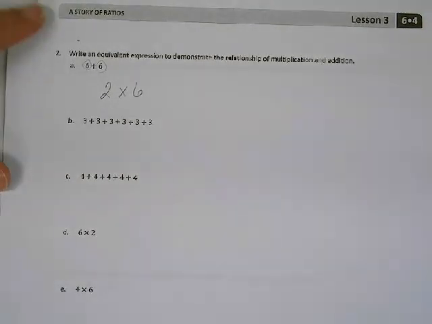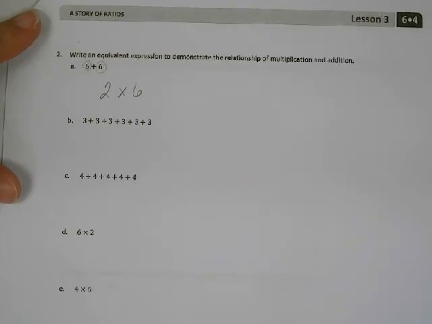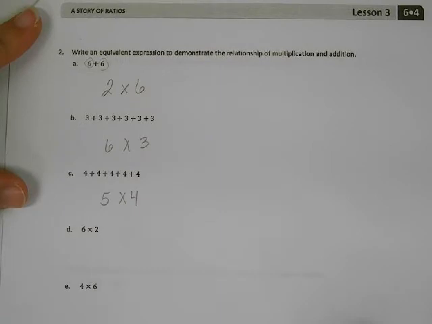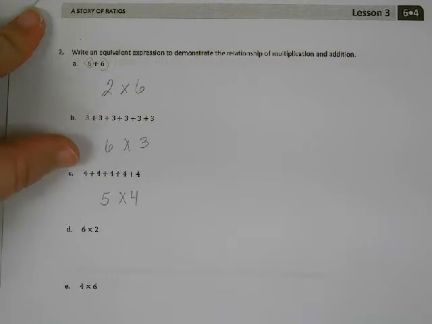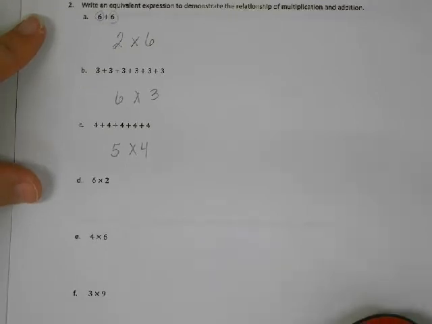I want you to go on and do B and C on your own. So pause your video, do B and C on your own, and then come back on and check your answers. Okay, for B, you should have counted that there were 6 groups of 3 and noted that as 6 times 3. And for C, you should have counted that there were 5 groups of 4 and you noted that by 5 times 4.